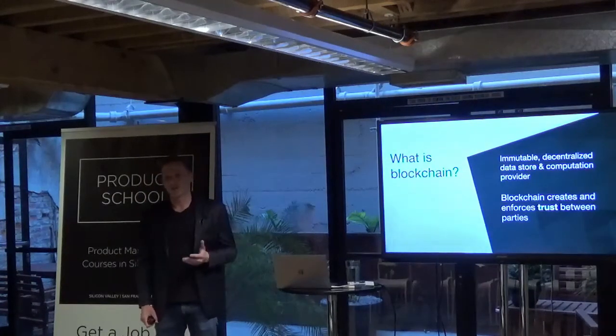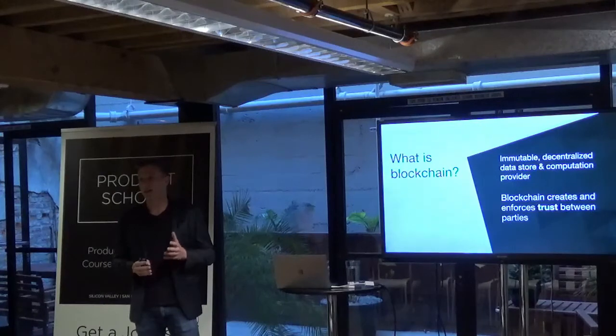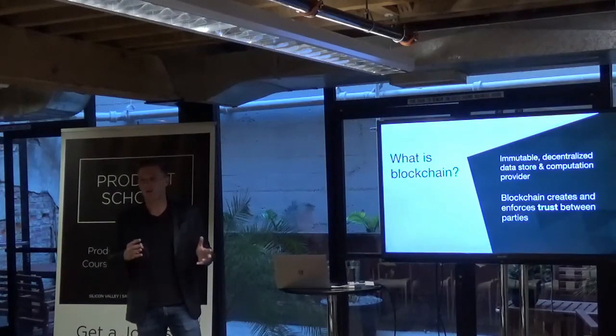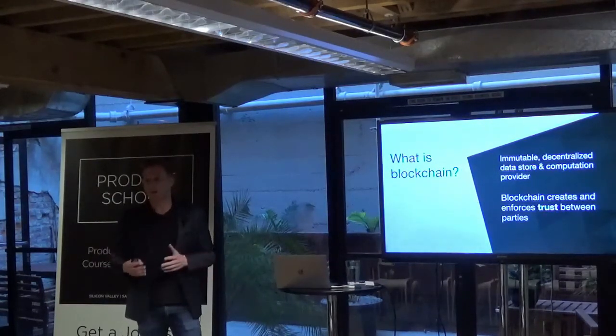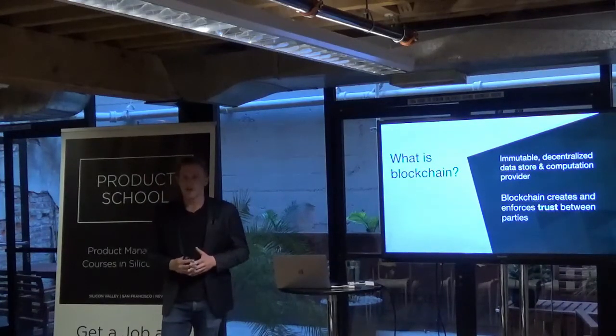But the way I like to explain it is that blockchain technology creates trust and enforces trust with software between parties who don't trust each other. Because the ledger is public and distributed, anytime there's a transaction or some function, you know exactly what's going to happen, and that it can't be undone.